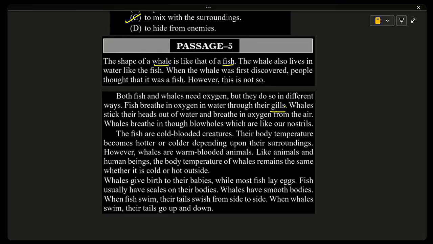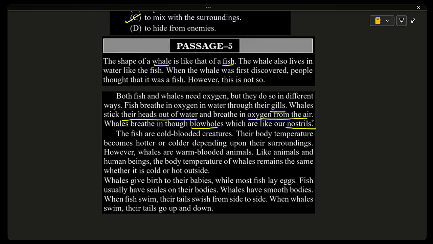Whales stick their heads out of the water and breathe in oxygen from the air. That means they have lungs. Whales breathe in through blowholes, which are like our nostrils. We have two nostrils in our nose, right? So they are called blowholes. The whale also has that.